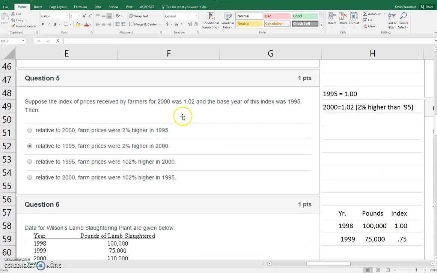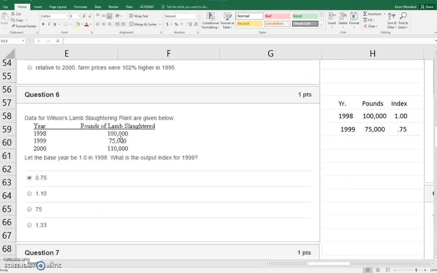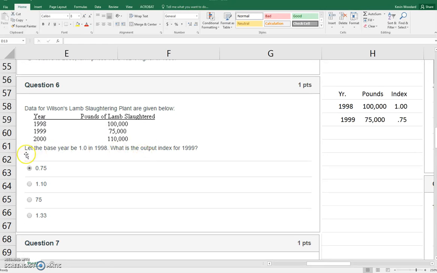These questions are really easy to kind of get yourself worked around. So just step back, take a look at the options, see what they're trying to give you, and then try to find exactly what it is that they're asking for. Again, in this one, let the base year be 1.0 in 1998. So we're going to look at 1998, 1,000, and that's going to be the base year of 1.0.